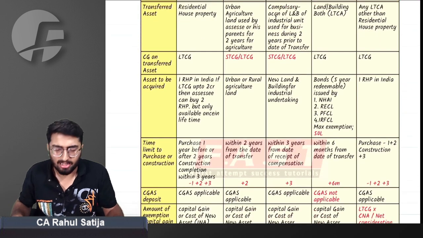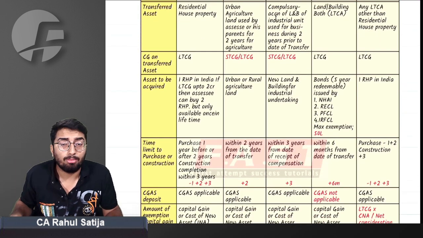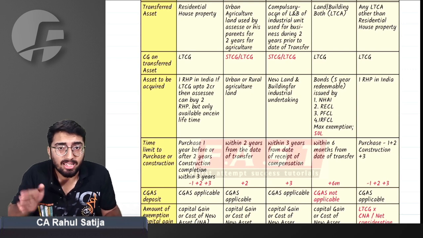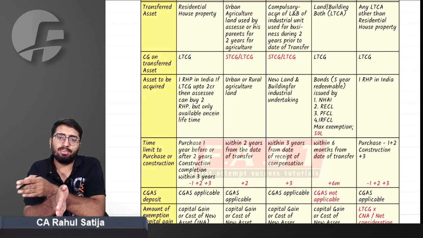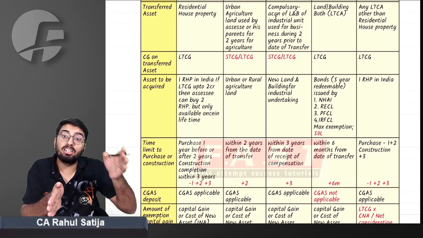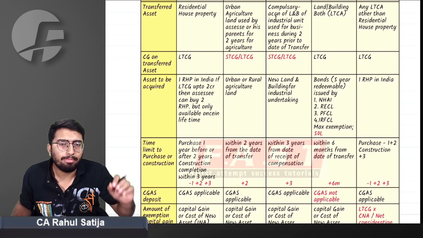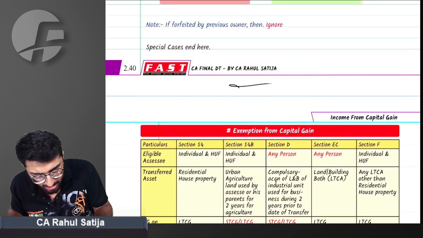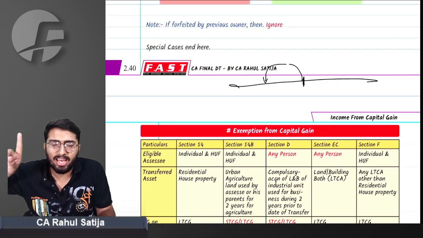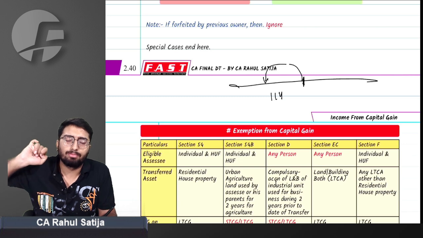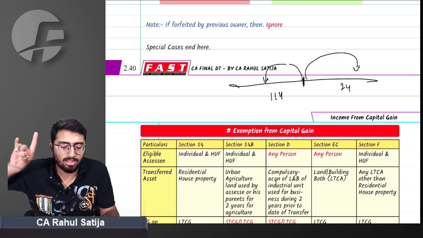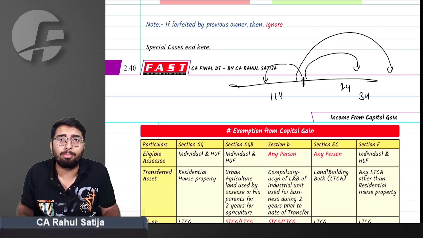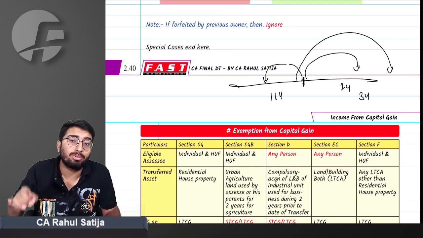Is that clear? Yes, sir, it is clear. What is the time limit within which the property is to be bought? The time limit prescribed by the provision is that it can be purchased a year before the date of sale, or within 2 years from the date of the sale, or it can be constructed within 3 years from the date of the transfer. If I'm asked to draw it on a timeline, if this is the date of sale, either I can purchase a year before the date of sale, or buy within 2 years from the date of sale, or get it constructed within 3 years. This is the timeline within which the property should be acquired or constructed to get the benefit.